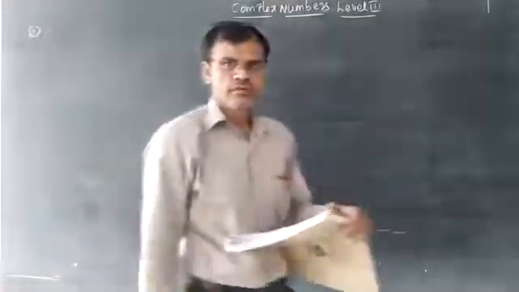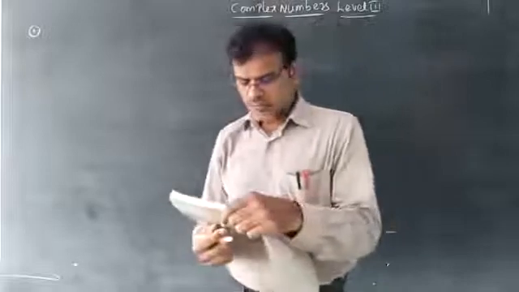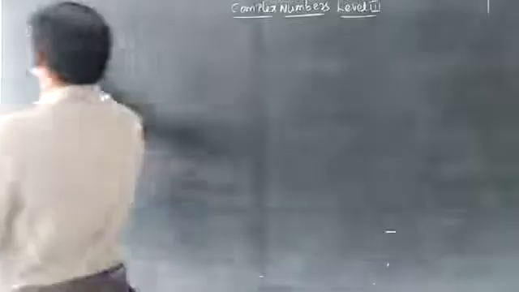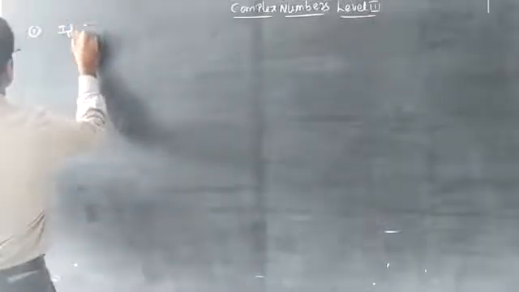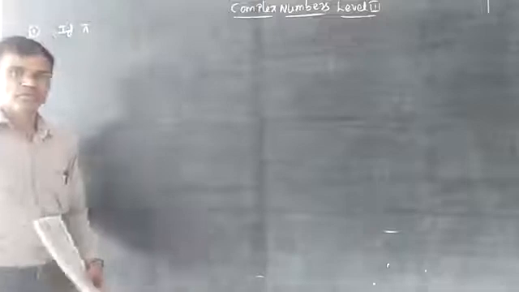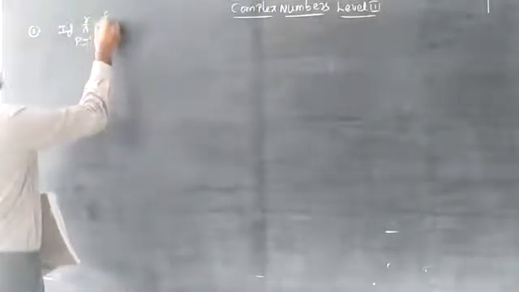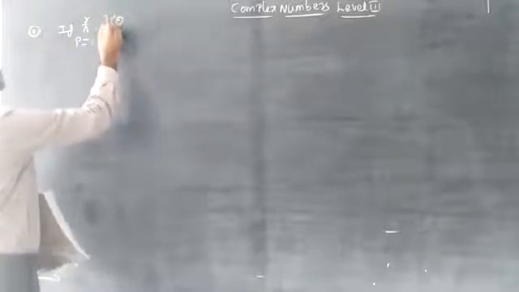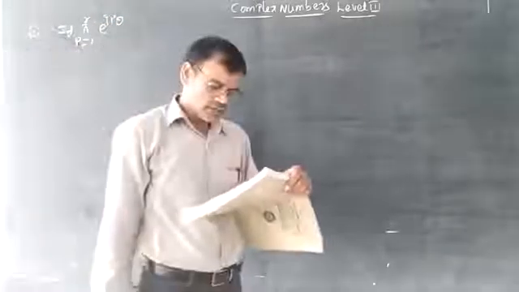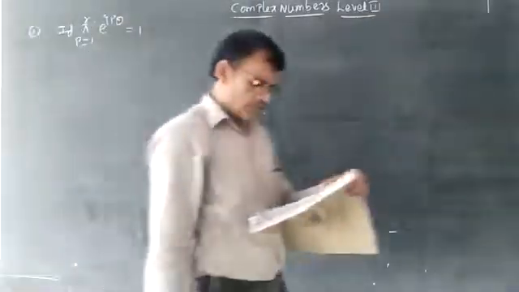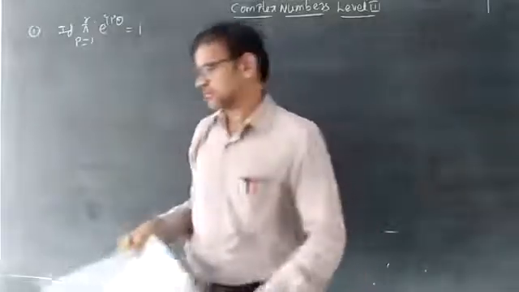First question. If the product of p from 1 to r of e power i p theta is equal to 1, where pi denotes the continued product, find the most general value of theta.